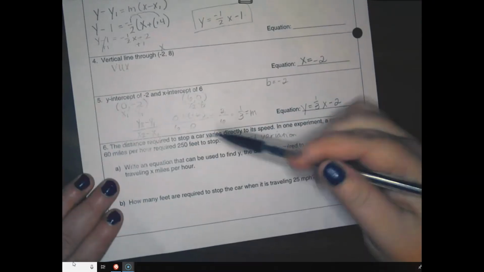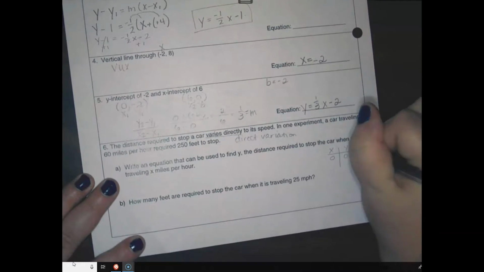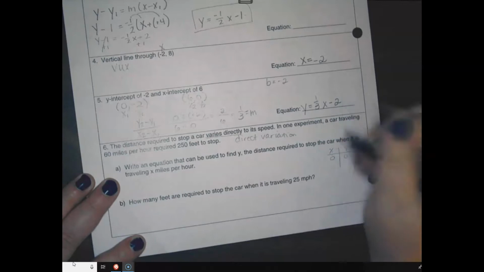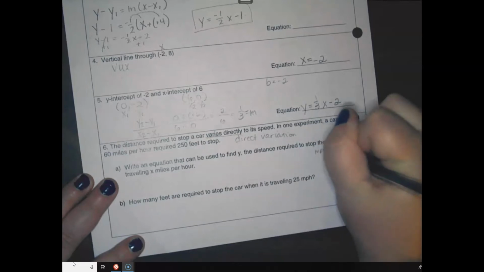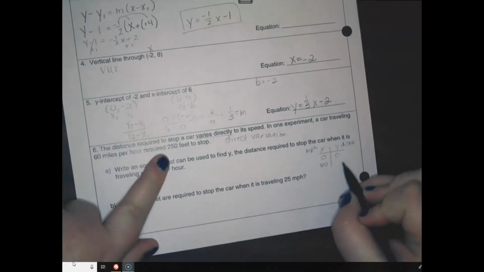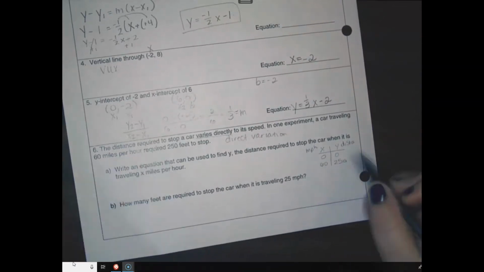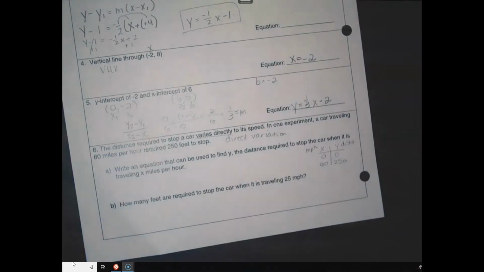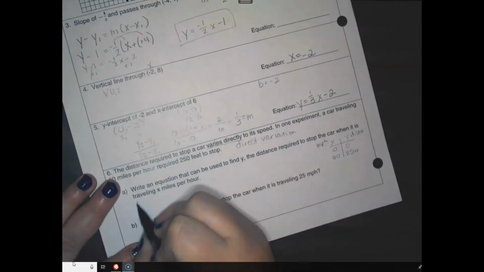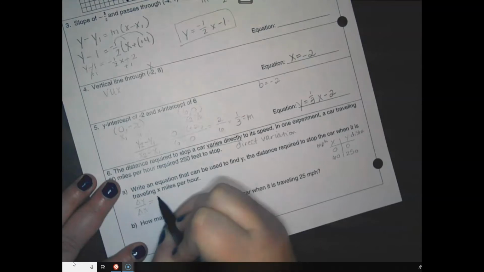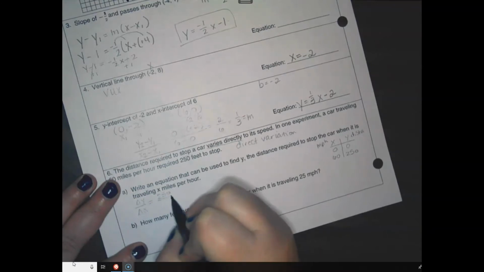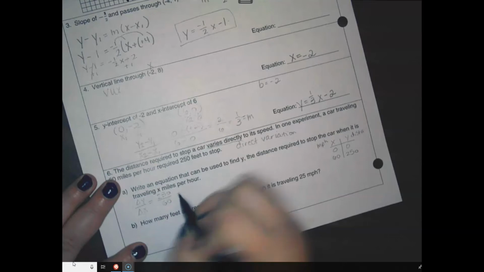And it told us here that our y is the distance, and our x was our miles per hour. Okay, so up here we had 60 miles per hour, and we had 250 to stop. So write an equation. Alright, so we're going to find our slope. So change in y over change in x. Change in y is 250 over change in x, which is 60.